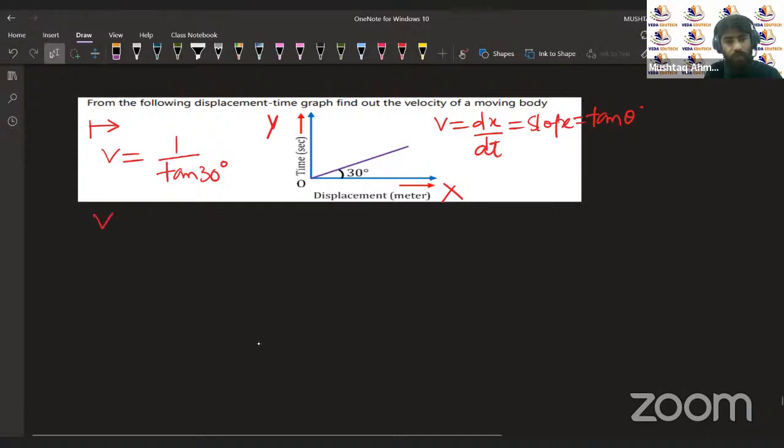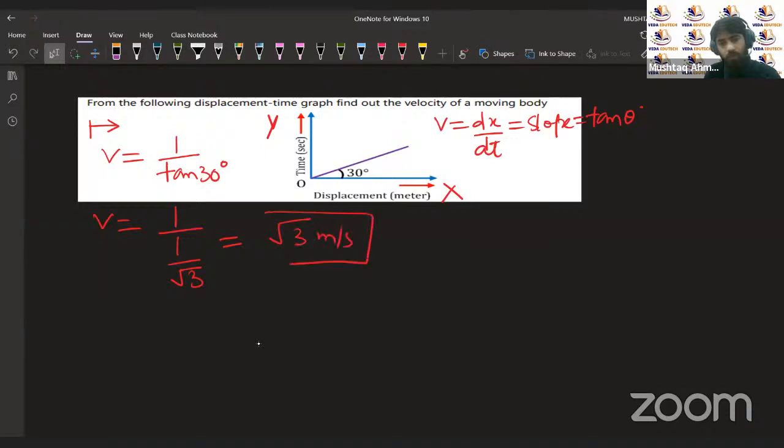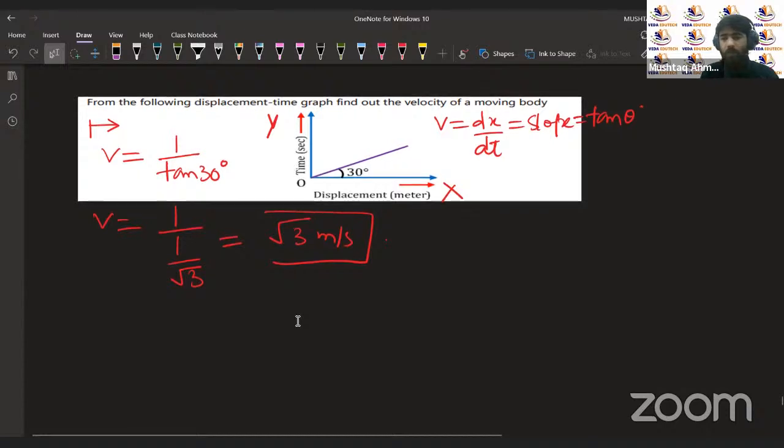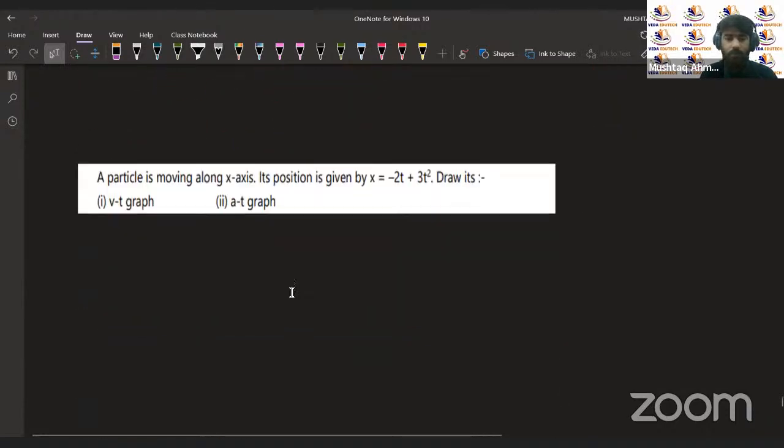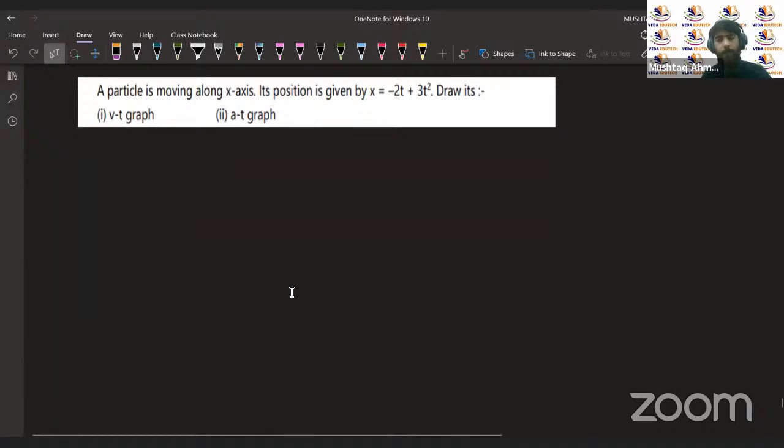So V is equal to 1 upon tan 30. Tan of 30 is 1 over root 3, right? So velocity is equal to root 3 meter per second. So we can calculate the velocity from the displacement time graph by using the tangent, tan of theta, or the slope. Root 3 meter per second is the correct answer for this question, right?